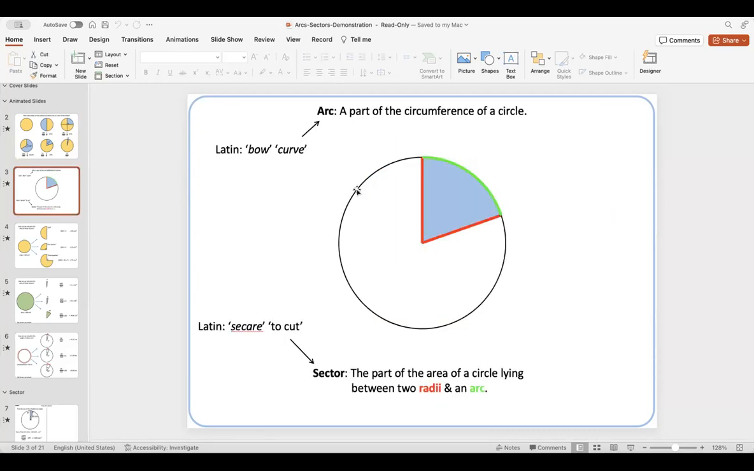In the slide here, you can see clearly the green part is the length of the arc, while the blue shaded part is actually what? The area of a sector. The blue part here is the area of a sector. The area of a sector is just a fraction of the circle, while the length of the arc is a fraction of the circumference.